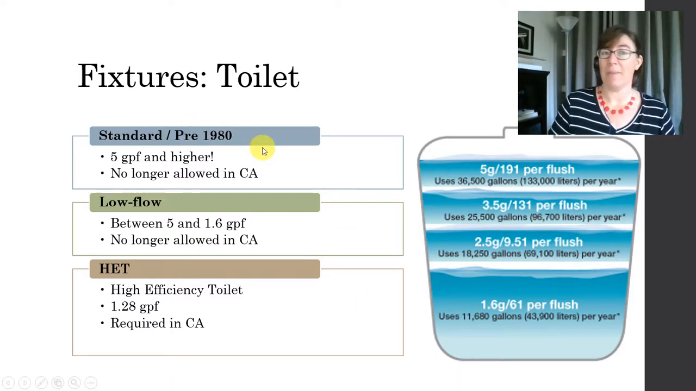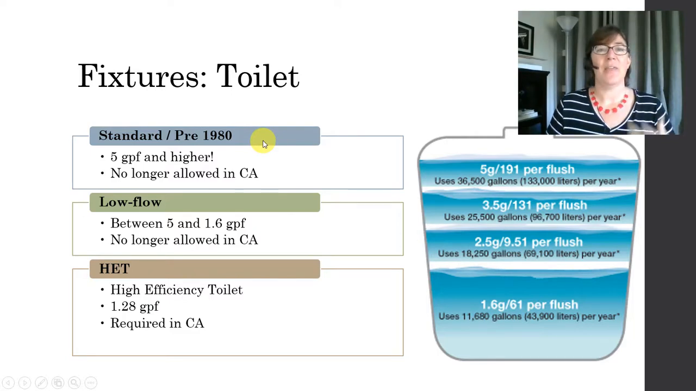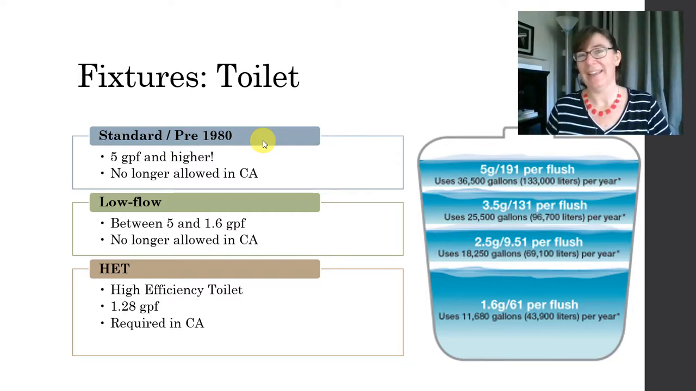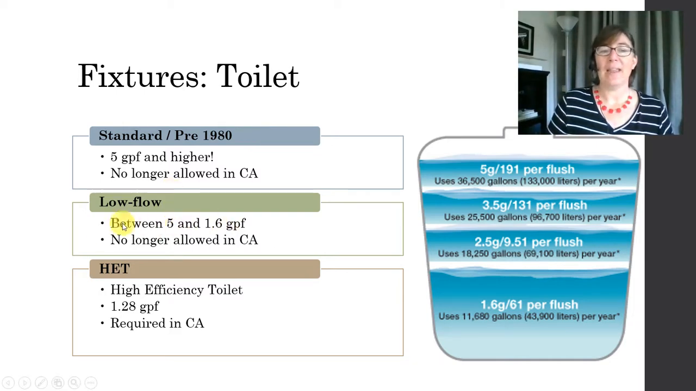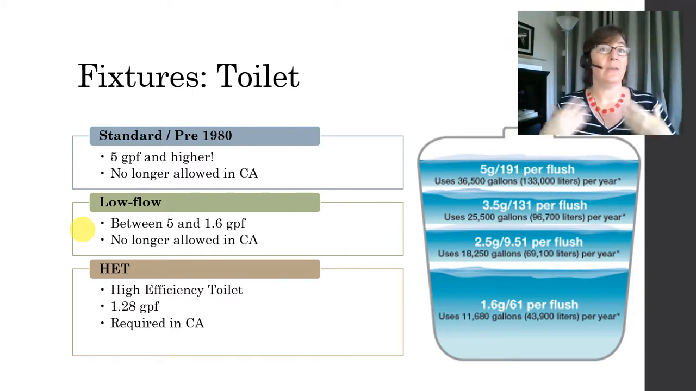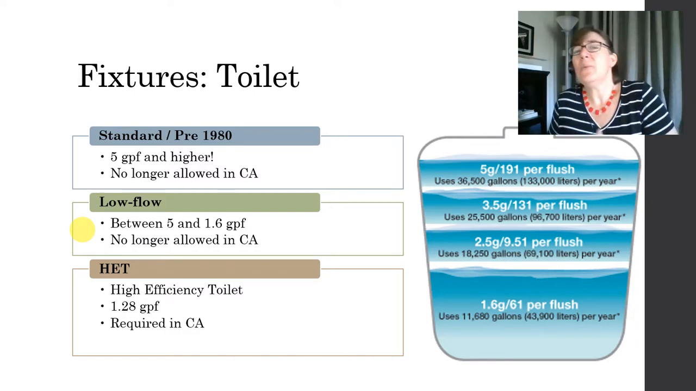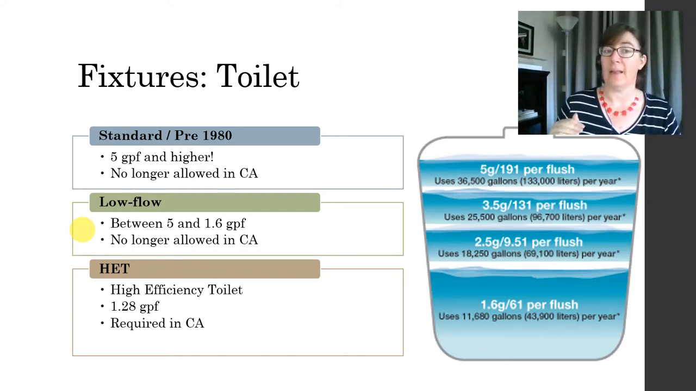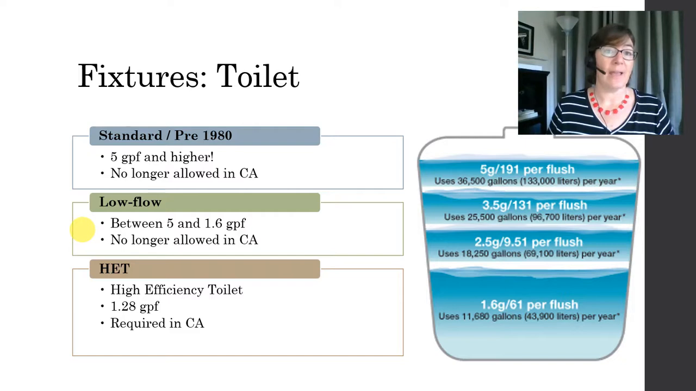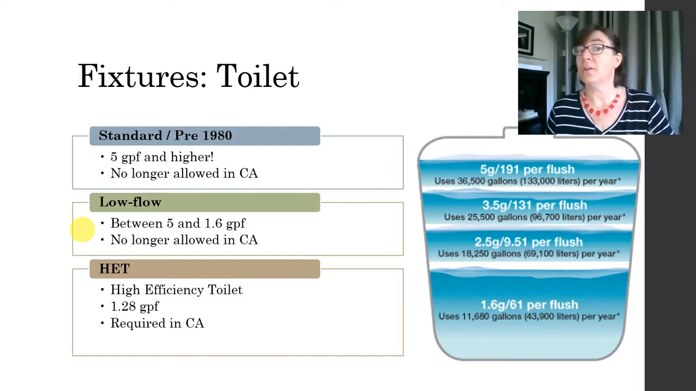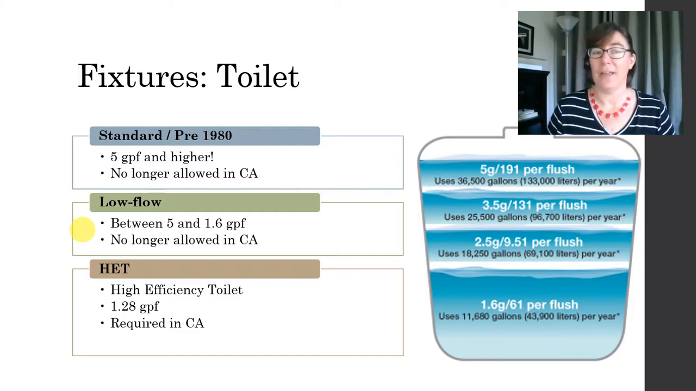It used to be, way back pre-1980, that toilets used 5 gallons per flush and sometimes more. All right, this is no longer allowed in California. After 1980, some new water use regulations came in, and we got something called a low flow toilet. And they were anywhere between 1.6 gallons per flush up to about 5. Okay, this also is no longer allowed in California.